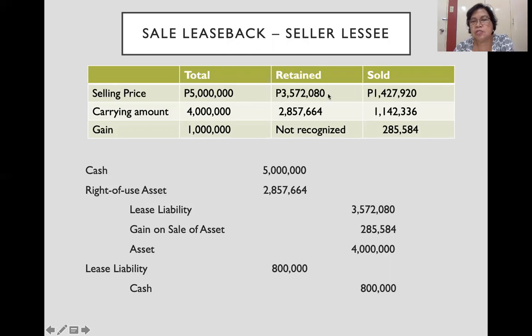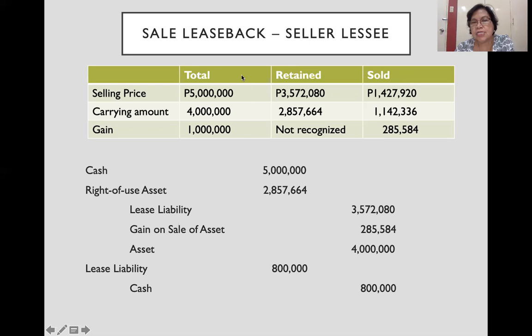So based on this proportion, we allocate the carrying value of 4 million such that the carrying value of the right disposed of is 1,142,336. Inasmuch as this is retained, then we will not be recognizing any gain or loss because in effect there is no transfer of right because this is retained.